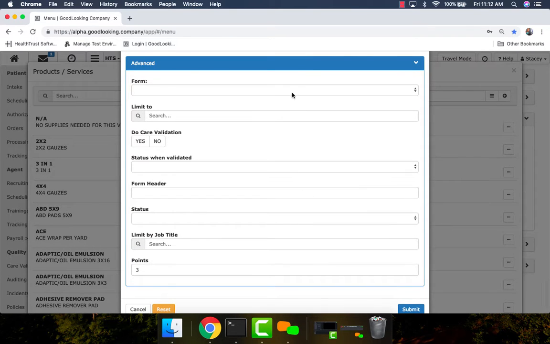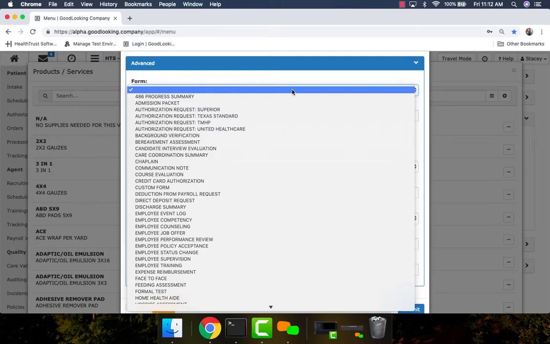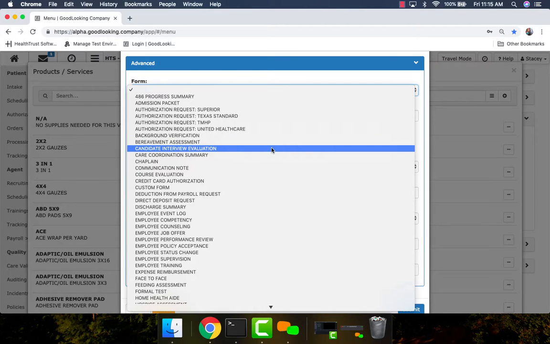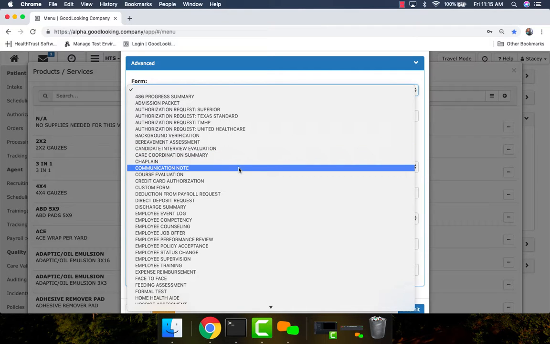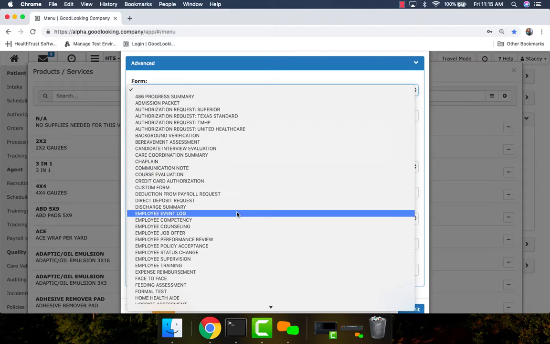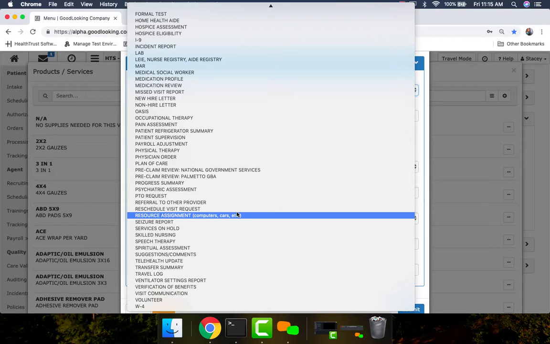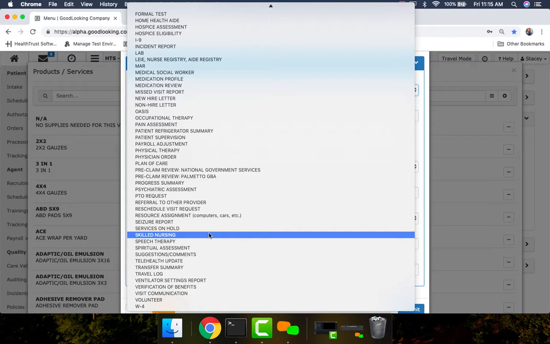And then under the advanced section, if this is a point of care document, you want to choose the type of form that gets completed when this visit is scheduled. So for instance, if we're scheduling a candidate interview, you may want to use our internal candidate interview evaluation form. If you're scheduling a phone call, you may want to choose to complete the communication note. If this is a point of care visit for nursing, you would probably want to choose the skilled nursing document.